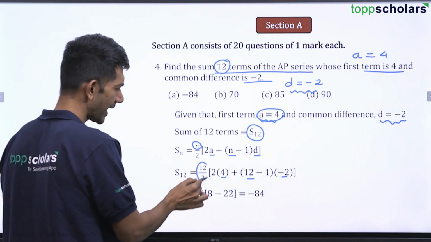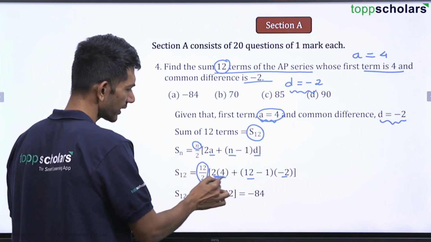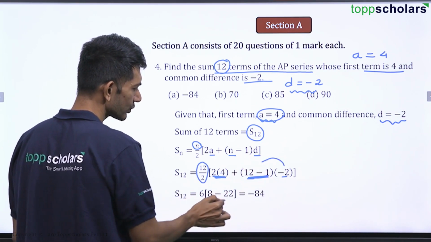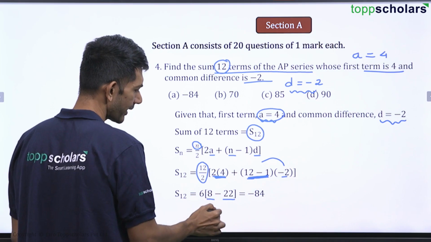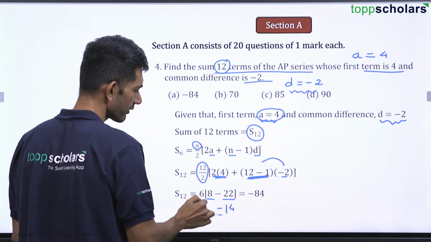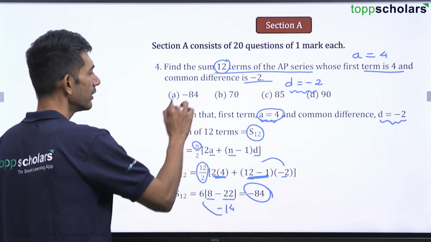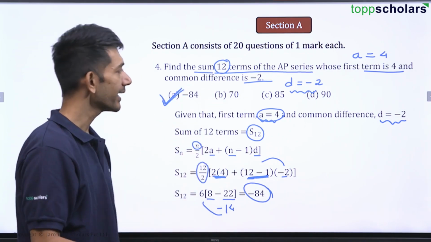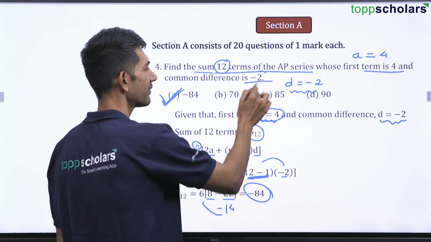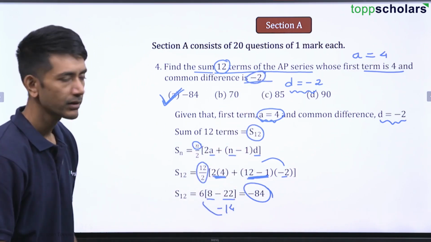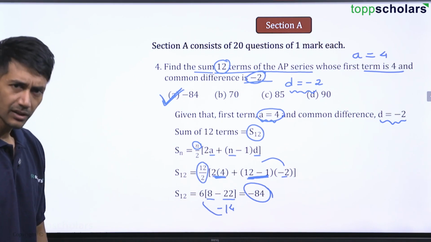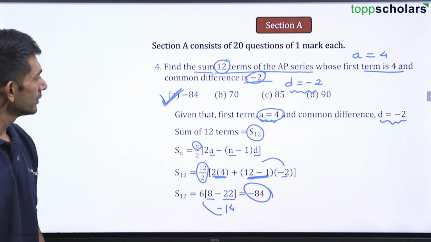12 by 2, that gives me 6. 2 4s are 8. 12 minus 1 is 11. 11 into minus 2 is minus 22. And 8 minus 22 is minus 14. 14 6 is 84 but negative. So minus 84. Always remember the sum can be negative because if you see here the difference is also negative. So, right, we are getting the sum as negative. Perfect. Easy question based on AP, 1 marker.